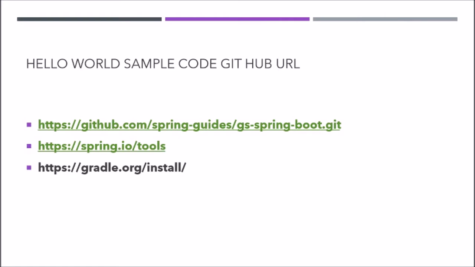To run our demo application, I have shared the GitHub URL: github.com/spring-guides/gs-spring-boot. To download STS, this is the URL, spring.io/tools, and to download Gradle, this is the URL.